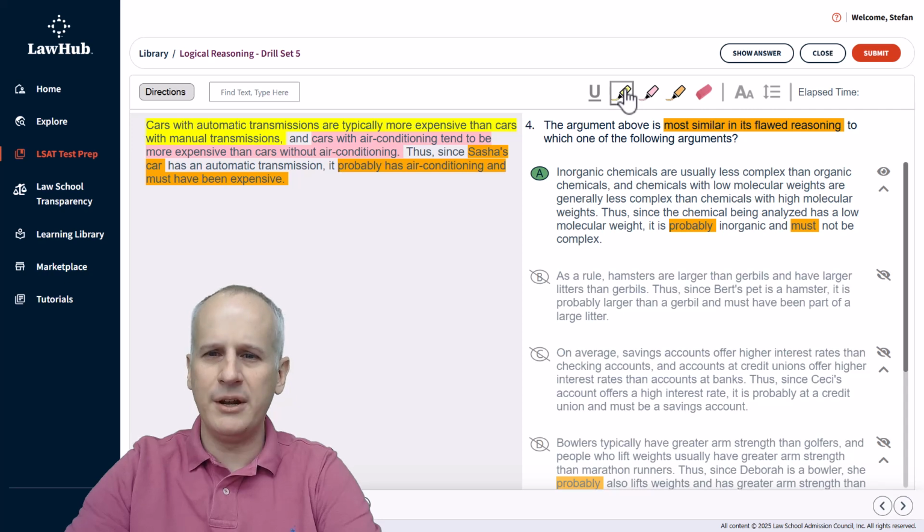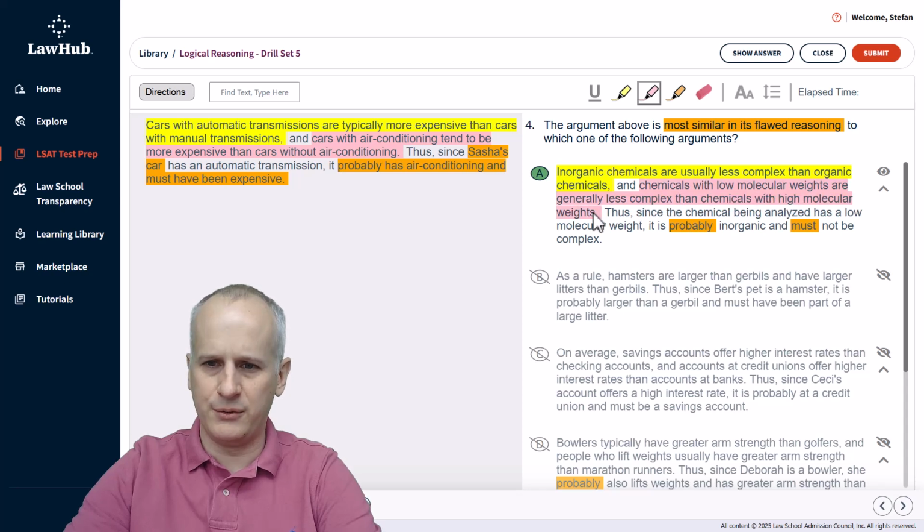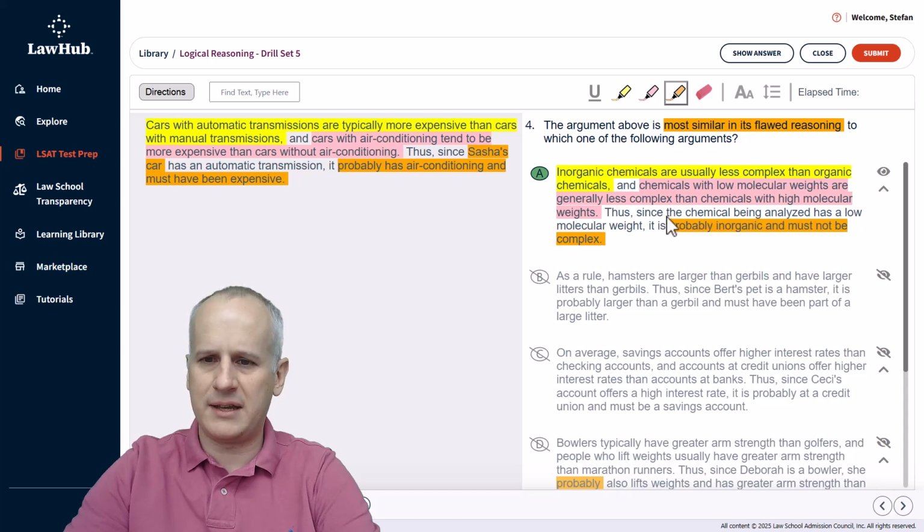Well, we know that it says inorganic chemicals are usually less complex than organic chemicals. So that's our first statement of fact. And then we will switch to our pink here, and it says, and chemicals with low molecular weights are generally less complex than chemicals with high molecular weights. So we've got those two distinctions. And then in our orange, we've got, since the chemical being analyzed has a low molecular weight, our full conclusion is that the chemical being analyzed is probably inorganic and must not be complex.